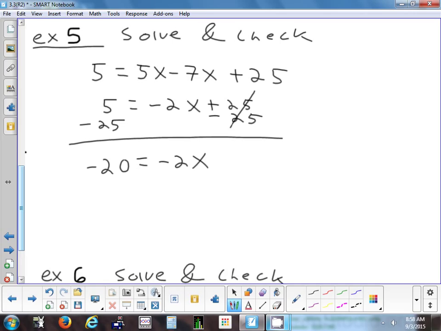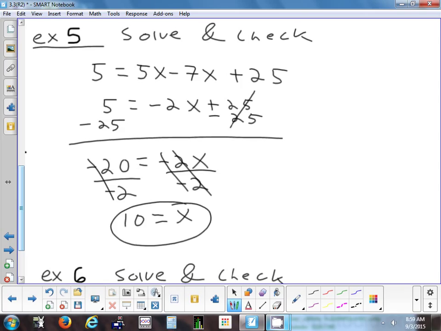All right, and then your last step here, we've got to get x by itself. So I'm going to divide by, careful, never divide by a letter, just the number. Yep, -2, -2, those are gone, and those are gone. 20 divided by 2, 10. And as I walked around, I saw a lot of people had 10, so that's good.